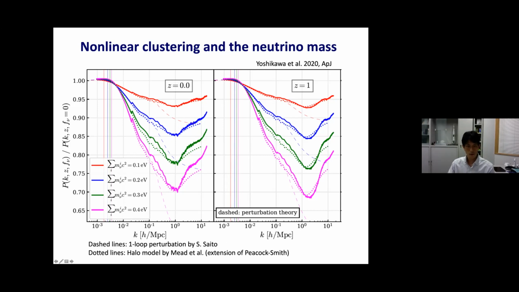Also, I want to draw your attention to our comparison with the analytic model of Mead et al. It's a kind of extension of Peacock-Smith's matter power spectrum calculations. The solid lines are the full Boltzmann simulation. Although it was approximated, the analytic model by Mead et al. does very well, actually. It even predicts the bottom of the damping very accurately, depending on the neutrino mass. Okay, this is the redshift 0 and redshift 1 case. And the dashed line, just to compare, is the linear or first order perturbation theory. So in the nonlinear regime, we can't really use this perturbation theory to get accurate results.